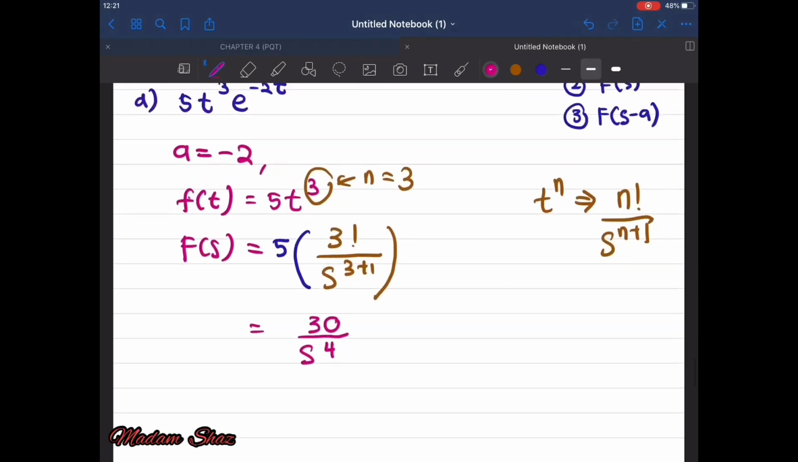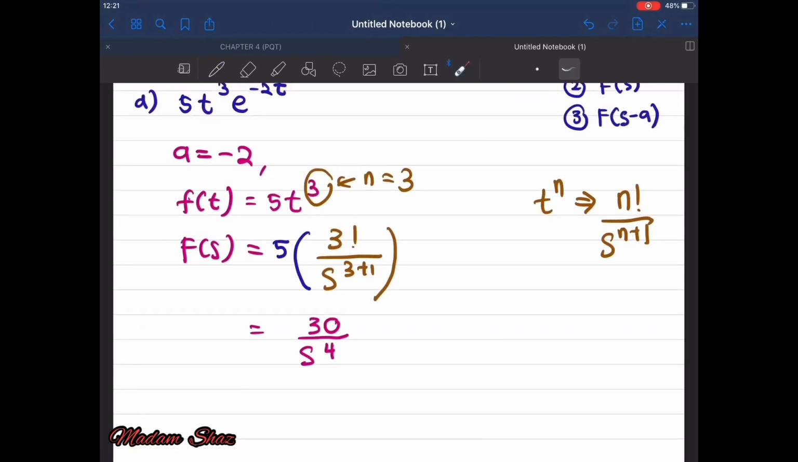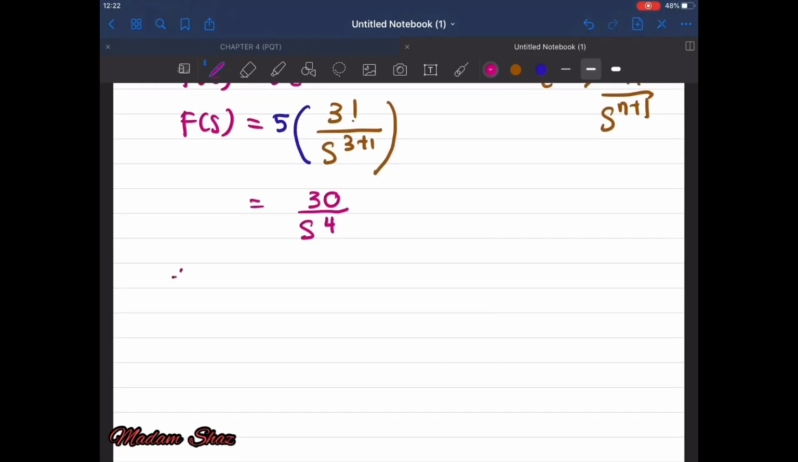So now we will proceed to the last step. You want to shift the answer, F(s minus a). So our a is equal to negative 2. So therefore F(s minus 2) will become s plus 2. So we will shift the position of s here to become s plus 2. So 30 over (s plus 2) to the power of 4. So this is the answer for exercise A.